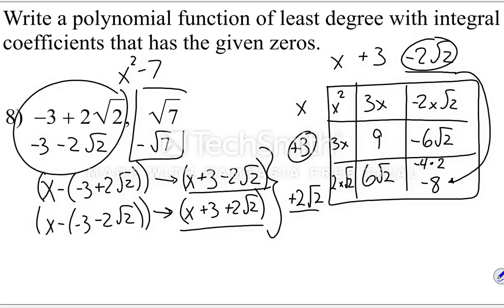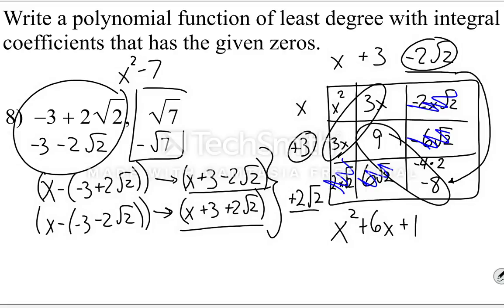Now what things cancel? Well, 2x root 2 and negative 2x root 2 are gone. 6 root 2, negative 6 root 2 are also thrown out the window. What is left? I'm left with x squared plus 6x plus 1. Because 3x and 3x make 6x, 9 minus 8 gives me 1. So I take that, x squared plus 6x plus 1, and I'm going to multiply it with what I had originally, which is x squared minus 7.